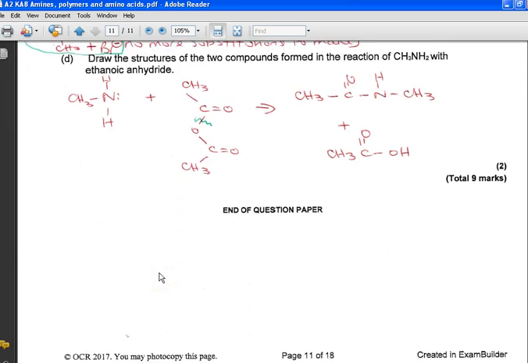Okay. Right, so that's the end of the paper. Obviously you need to go through everything that you've done here really carefully. Not many of you got a mark that you're probably happy with.